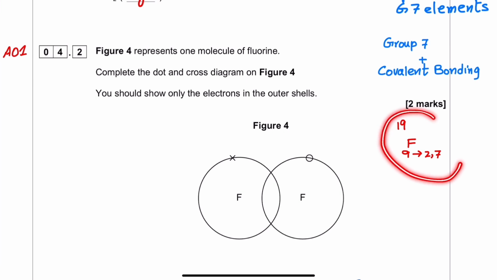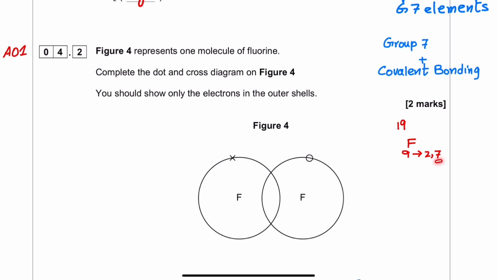Here is the fluorine electronic structure. Its atomic number is 9 and mass number is 19. Atomic number 9 means 2 electrons in the first shell, 7 in the second shell. Fluorine is a non-metal, therefore it makes covalent bonding, and covalent bonding means sharing of electrons.